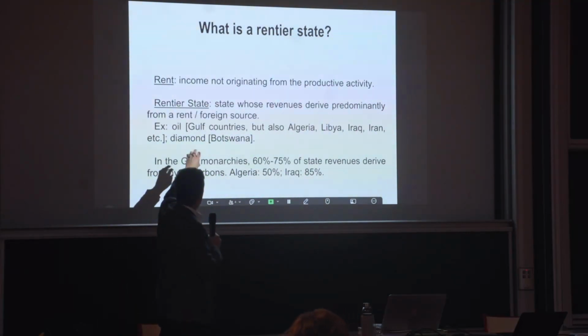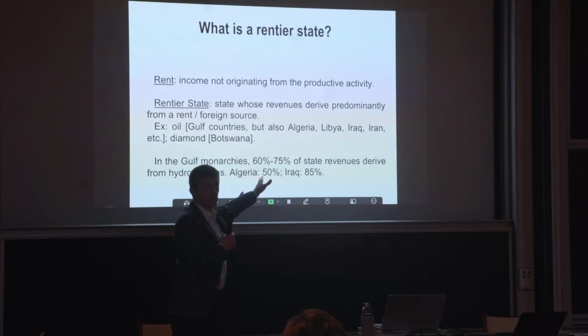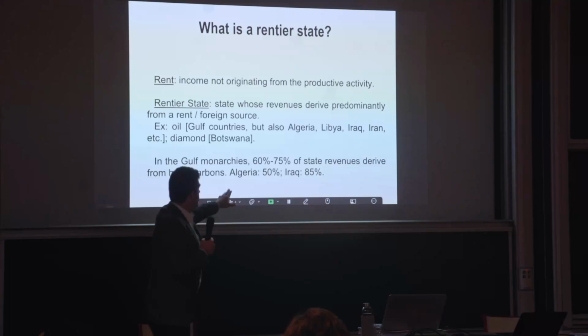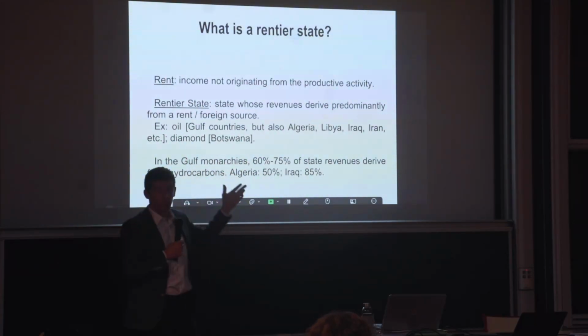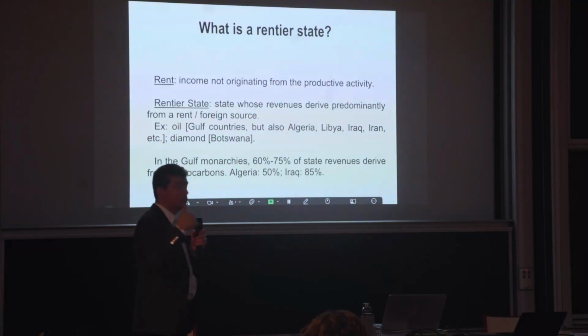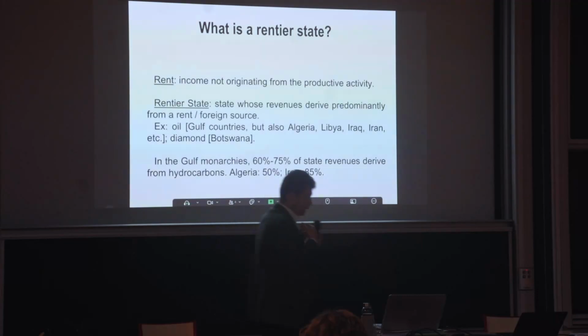Then a number of these Gulf countries are considered as rentier states according to these definitions, because 60 to 75% of the state revenues in the Gulf Monarchies derive from hydrocarbons. Algeria, it's 50% at the moment, and Iraq, 85%. But you have also countries like Algeria, Libya, Iraq, Iran, but also, with diamond, Botswana can be considered as a rentier state due to its reliance on the exploitation of diamond for the state revenues, right?